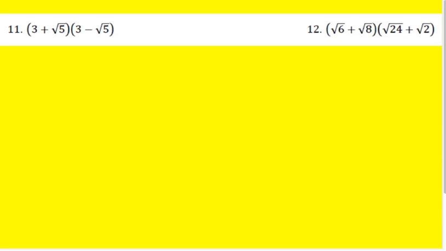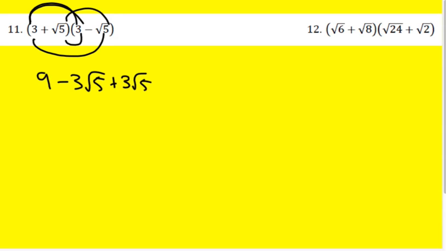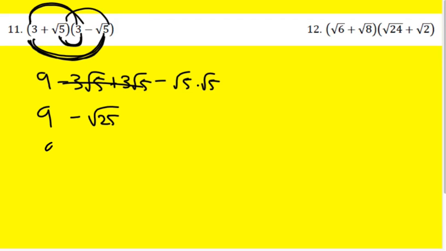Aha, so what happens when I have binomials? Binomials are nice because all I do is the FOIL. So first, outside, inside, last. So 3 times 3 is going to be 9, minus 3 square root of 5, plus 3 square root of 5. All I did was multiply the outside one, 3 times the negative square root of 5, 3 times the positive square root of 5, minus square root of 5 times square root of 5. It's going to be 9, this will cancel out, minus square root of 25. But the square root of 25 is 5, so that final answer is going to be nothing more than 4.